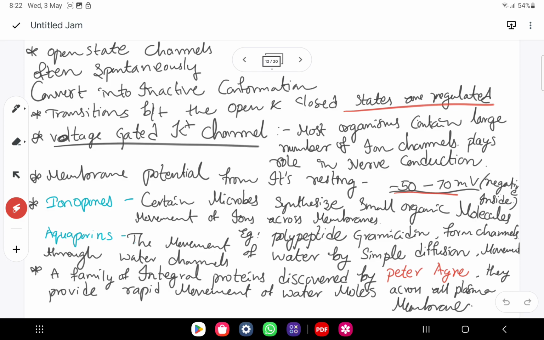Aquaporins. In certain cells, for example red cells and the cells of the collecting ducts of the kidneys, water moves by simple diffusion through water channels. This integral protein was discovered by Peter Agre. Aquaporins provide channels for rapid movement of water molecules across plasma membranes.